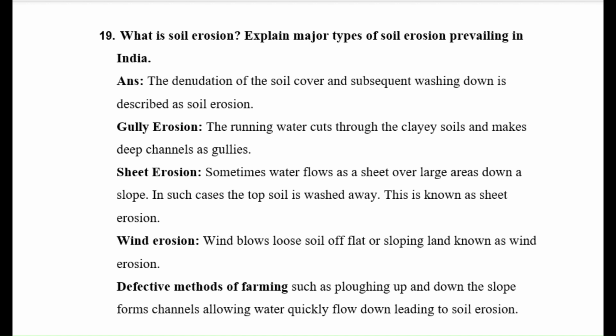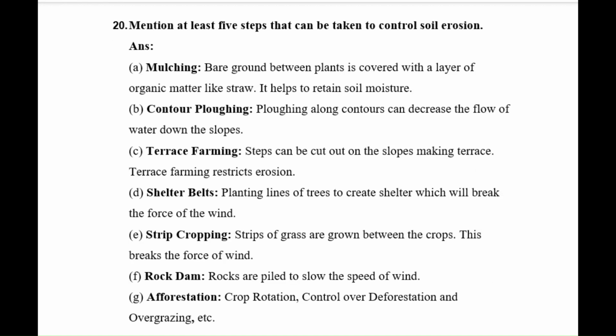Wind erosion. Wind blows loose soil off flat or sloping land, known as wind erosion. Defective methods of farming such as plowing up and down the slope form channels, allowing water to flow down quickly, leading to soil erosion. 20. Mention at least 5 steps that can be taken to control soil erosion.